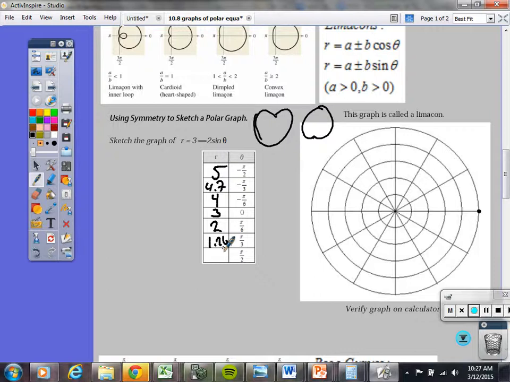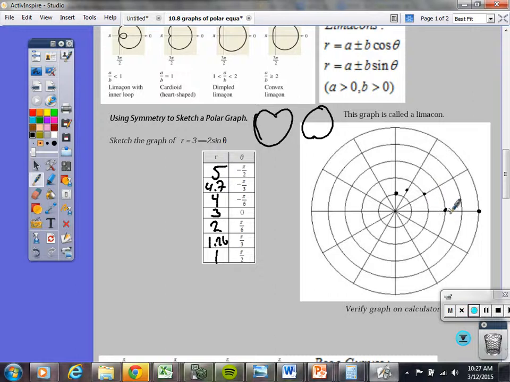And then I got pi halves. Sine of pi halves is 1. 3 minus 2 would be 1. Okay, so I'm going to graph that. At pi halves, I'm at 1. At pi thirds, I was at 1.26. At pi sixths, I was at 2. At 0 degrees, I was at 3.